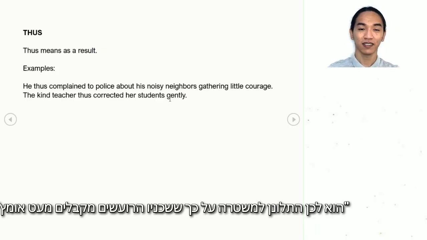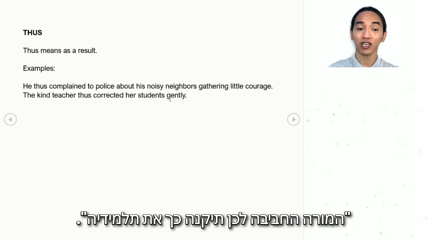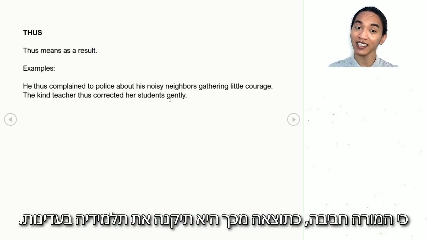He thus complained to the police about his noisy neighbors, getting a little courage. So he, as a result, complained to the police about the noisy neighbors. The kind teacher thus corrected her students because the teacher is kind. As a result, she corrected her students gently.